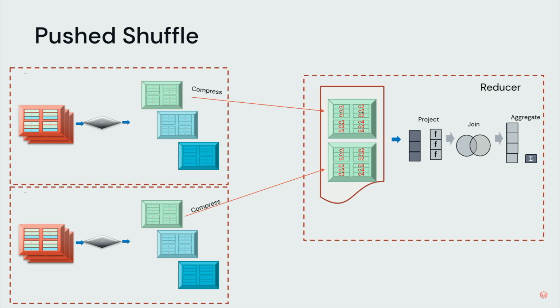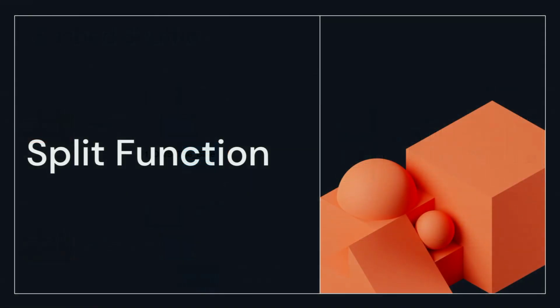So this is a push-based shuffle. It's very similar to remote shuffle service. The difference is just that we send the data to remote shuffle service or to the reducer.